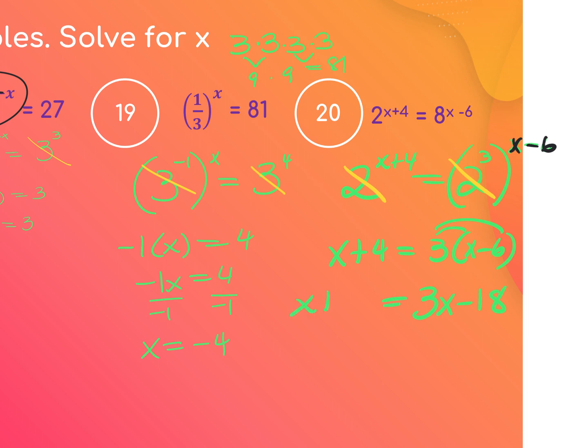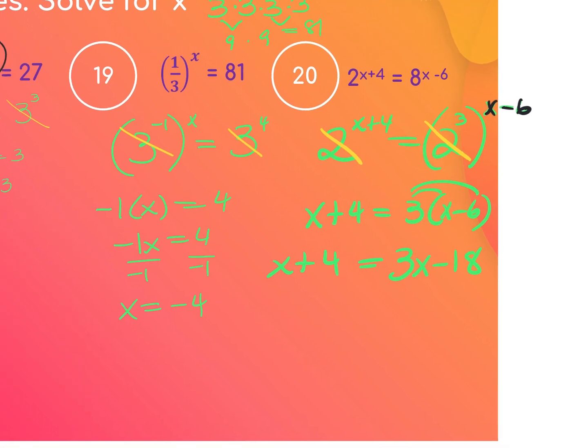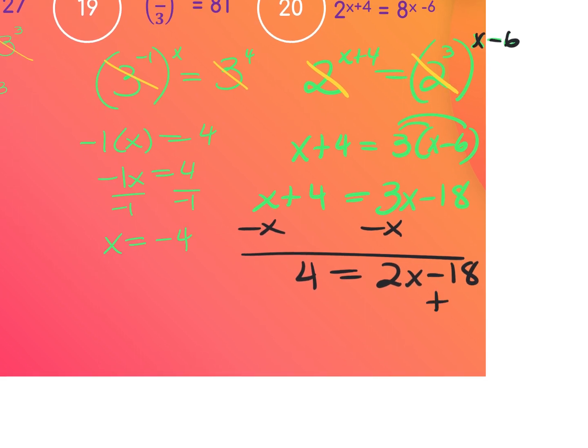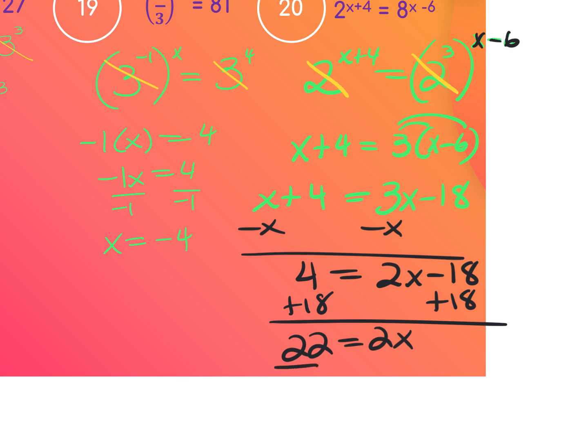Drop down this side. And now get your variables together and your constants. Doesn't matter which way you move it. So if you want to move the x over to the 3x, you can. I know everybody tends to move it to the left. It doesn't really matter as long as the variables end up on one side and the constants on the other. And then we'll add 18. I get 22 is equal to 2x. Divide by 2, and x equals 11.